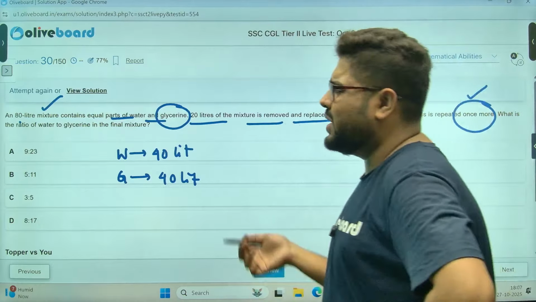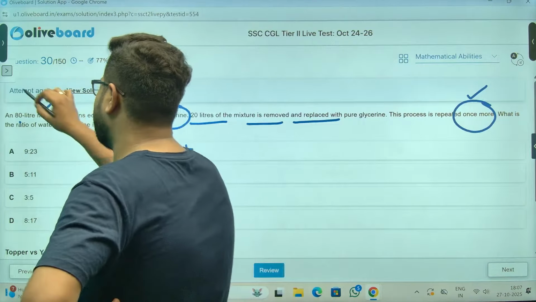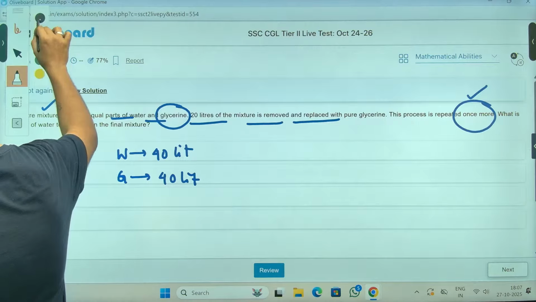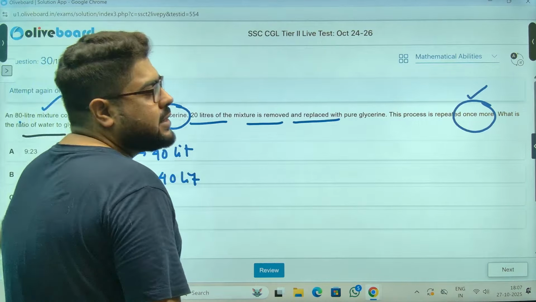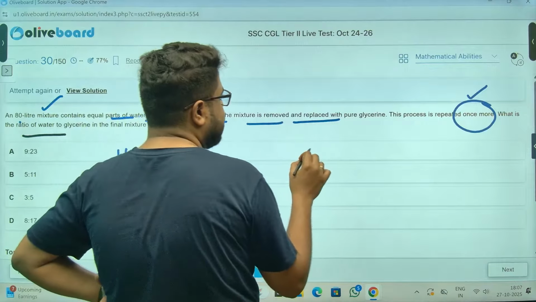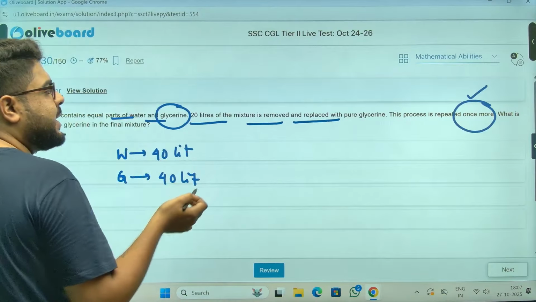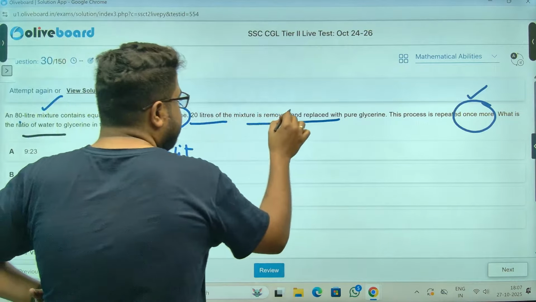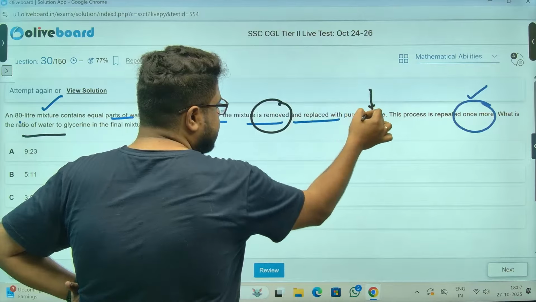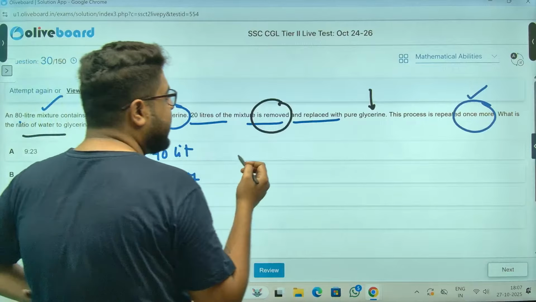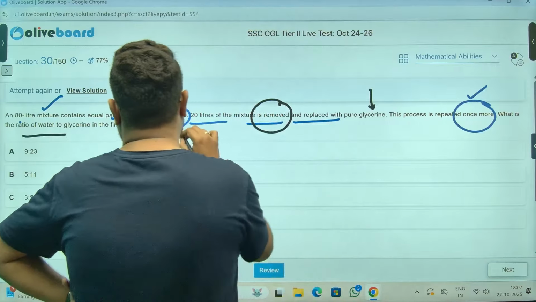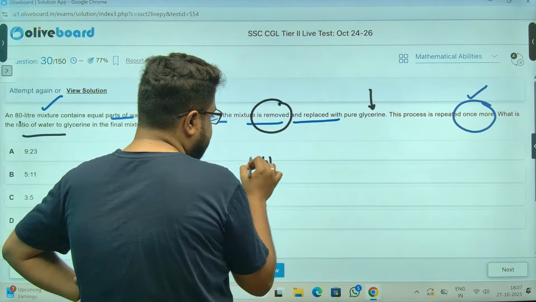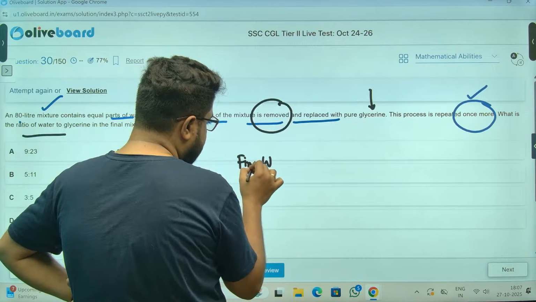So use the formula. You can use ratio as well, whichever you prefer. No worries. What is the ratio of water to glycerin? Again, first, what is being replaced? Mixture is being replaced with glycerin. So you can do one thing. Let's take water, final.